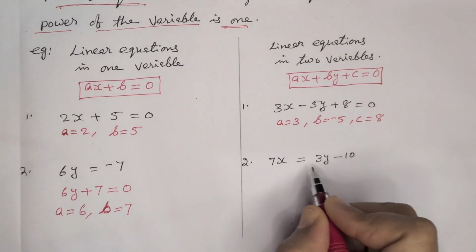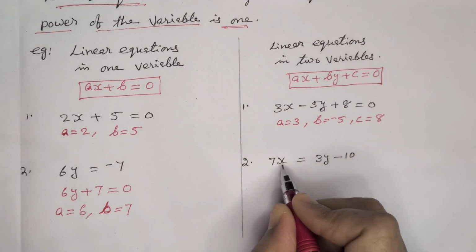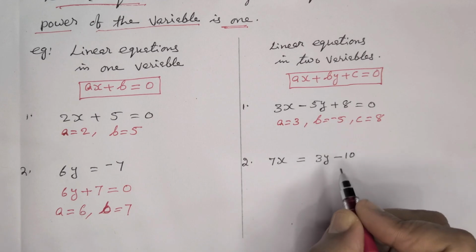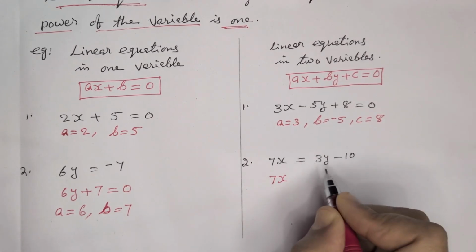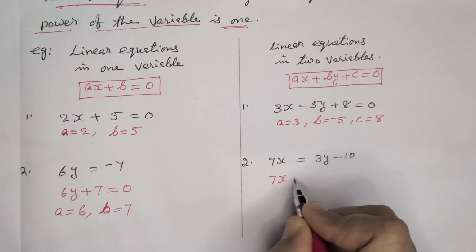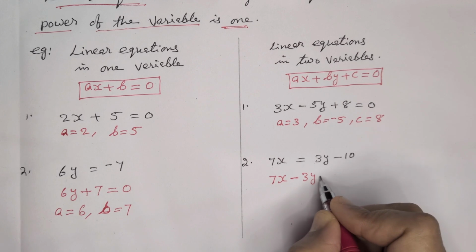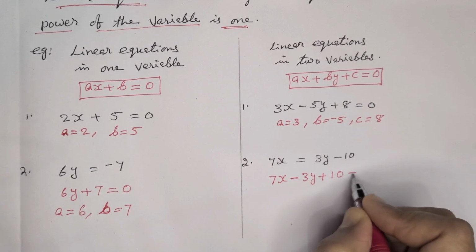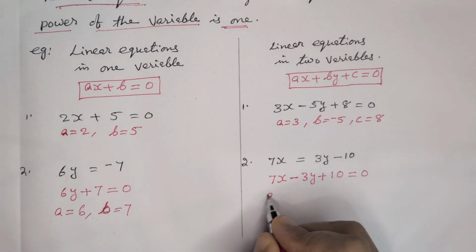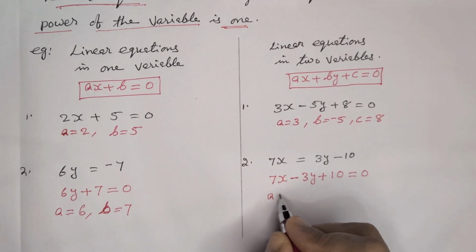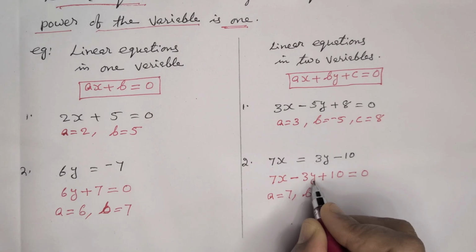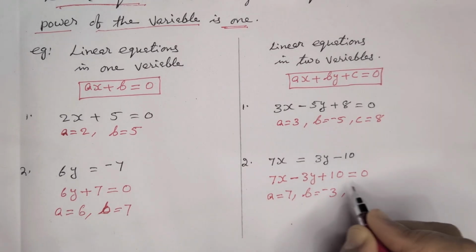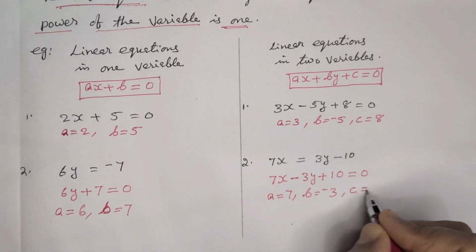Here 7x is equal to 3y minus 10. Two variables are there, x and y. We have to first convert it to the standard form. So 7x, move this from the right side to the left side: 3y becomes minus 3y, and minus 10 becomes plus 10, equal to 0. Here a, the coefficient of x, the first variable, is 7. b, the coefficient of y, is minus 3. And the constant c is equal to 10.